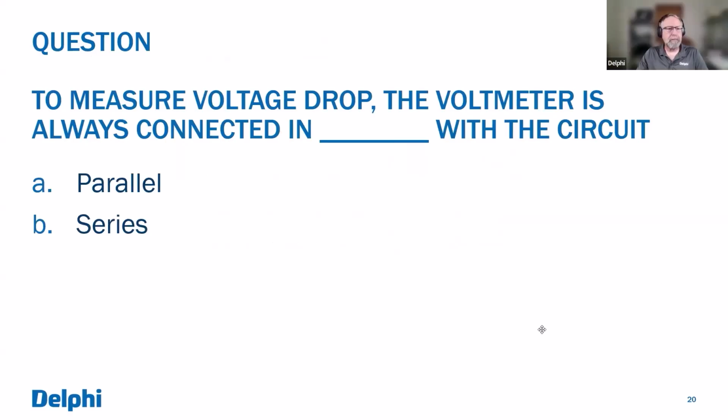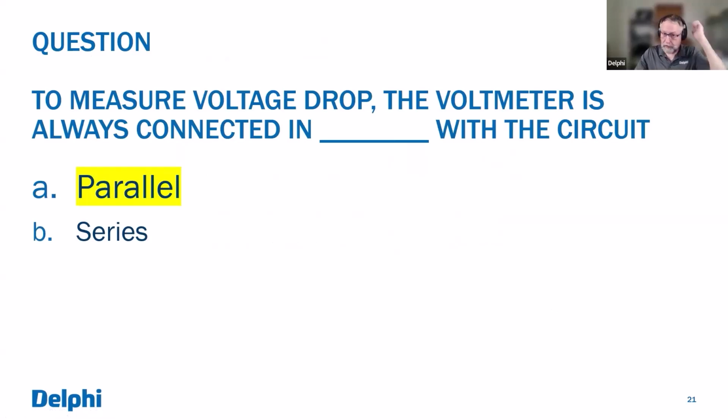So first question: to measure voltage drop, the voltmeter is always connected in how with the circuit, parallel or series? And the answer is parallel. Keep in mind that your digital volt ohm meter is connected across components and across conductors. You are not disconnecting things and putting it in series. If you were measuring amperage, that's the way you would do it. But when you're measuring voltage, all you are doing is connecting the voltmeter across specific areas of the circuit and certain components within the circuit.